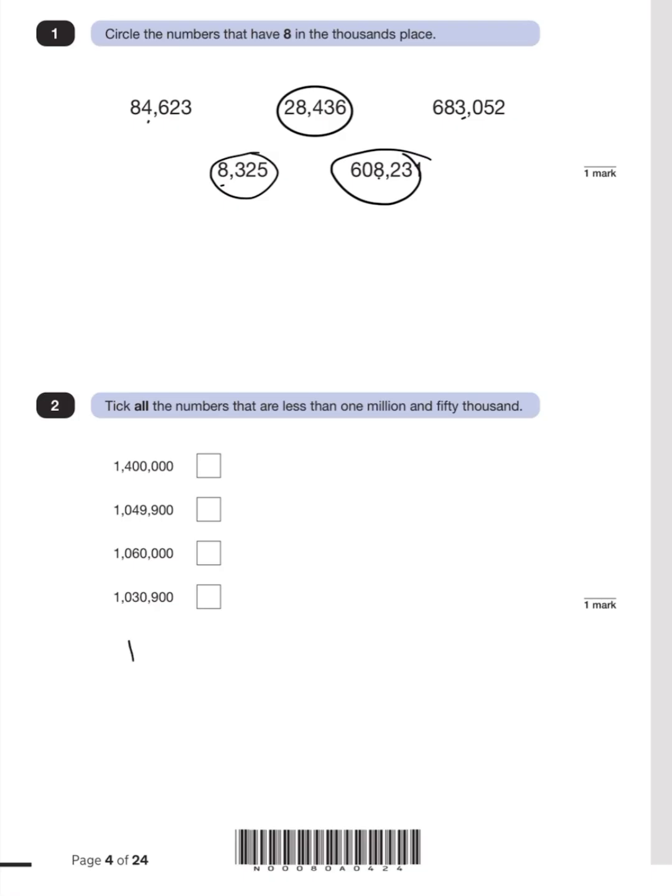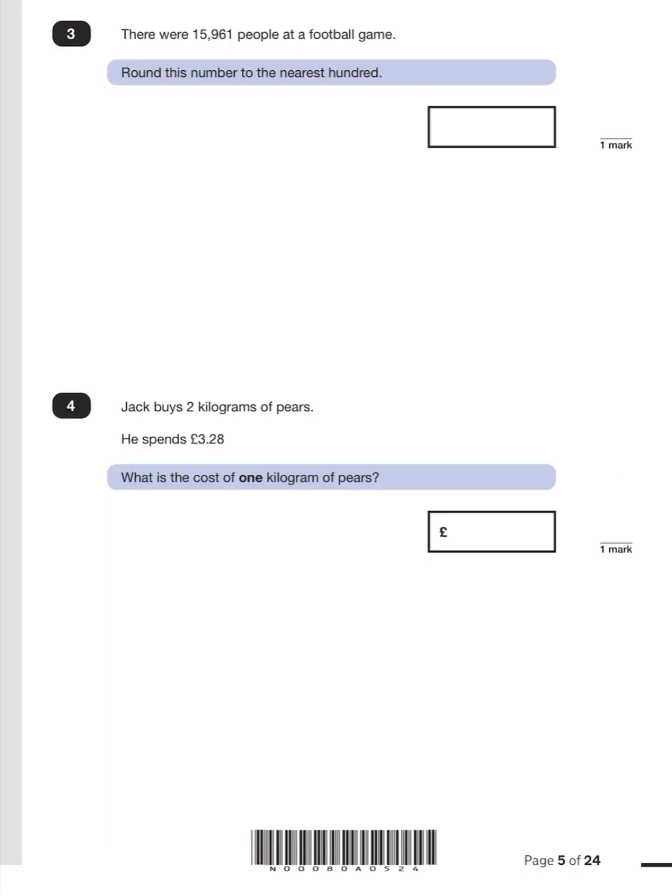Number 2, tick all the numbers that are less than 1,050,000. So 1,050,000 looks like that. This is more, this is less, this is more, this is less. Number 3. There were 15,961 people at a football game. Round this number to the nearest 100. To the nearest 100, so looking at the 9, we need to round up to 16,000.